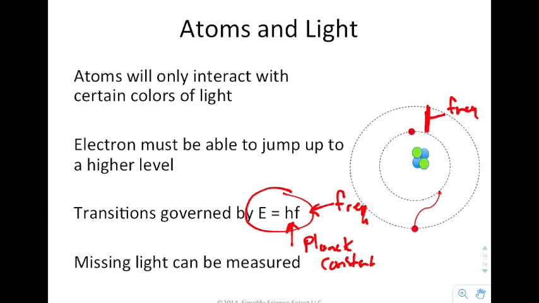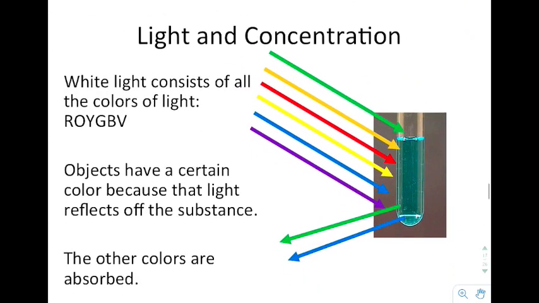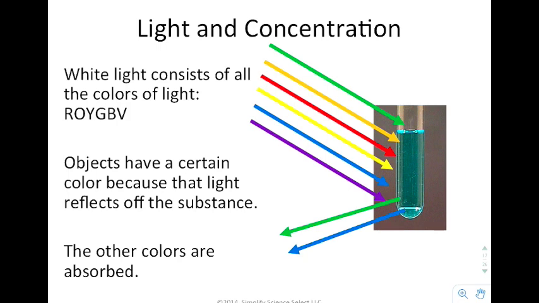Well, it turns out that if you can shine light on a sample, you can measure the missing light. And whenever you measure missing light, that missing light is related to the concentration. So what you do is you say white light consists of all colors of the spectrum, ROY G. BIV: red, orange, yellow, green, blue, violet. Because an object is a certain color, it absorbs certain colors and allows others to bounce off. So whenever it absorbs certain colors, that allows you to use the absorption to look at concentration.